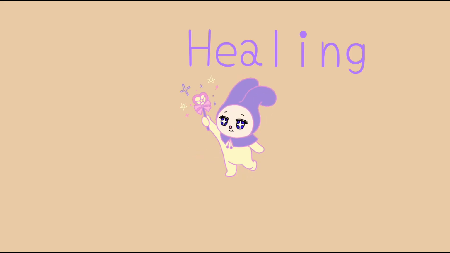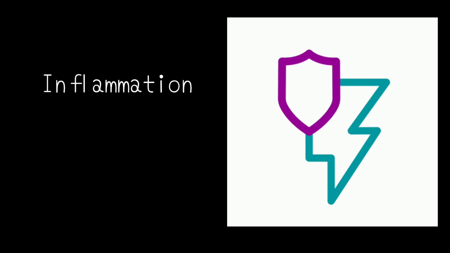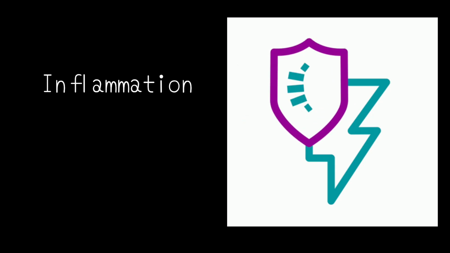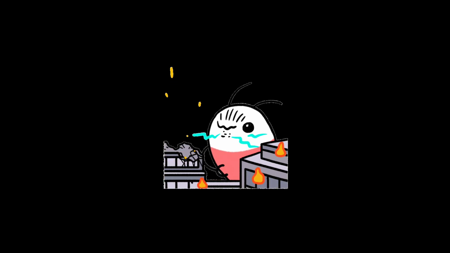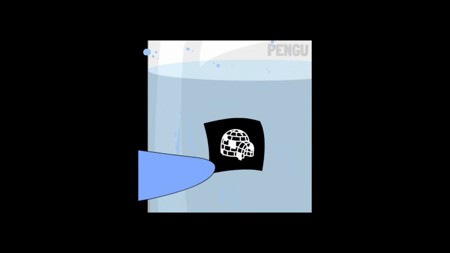So inflammation is protective in the short term, but chronic inflammation is long lasting. It can lead to diseases like arthritis, heart disease and cancer. So what do we get? Inflammation is the body's protective response to infection, injury or harmful stimuli. So what is the aim of inflammation? To eliminate the initial cause, remove the damaged tissue and initiate repair.